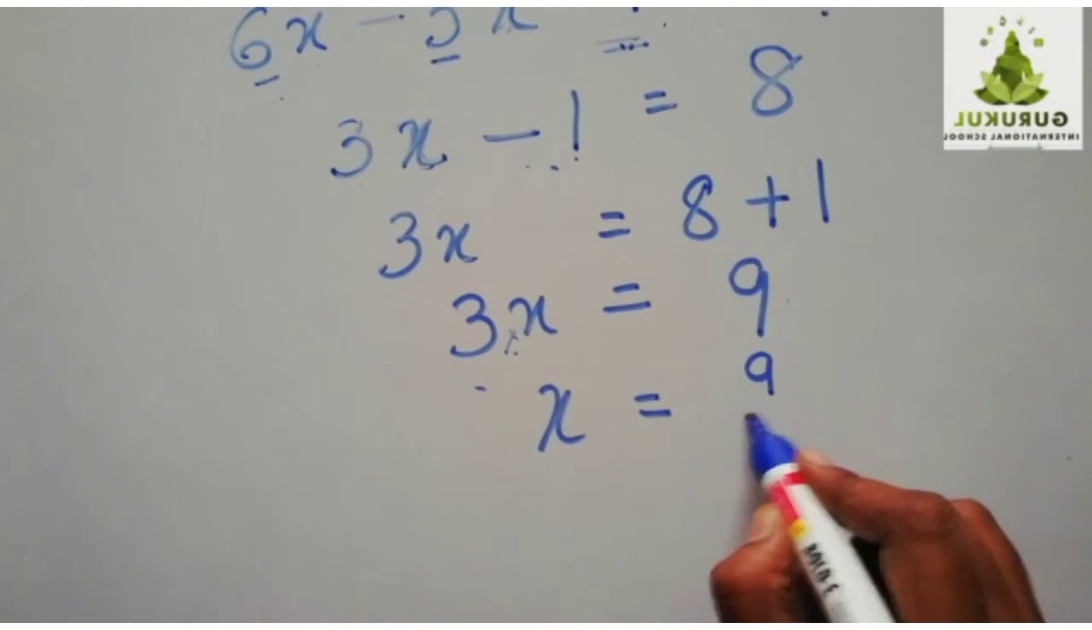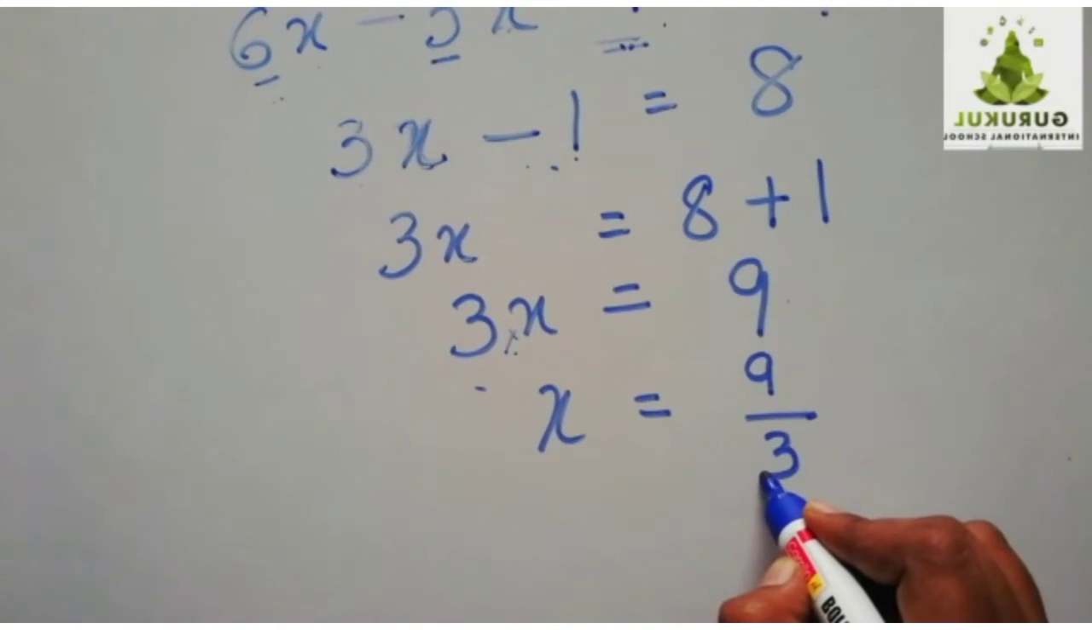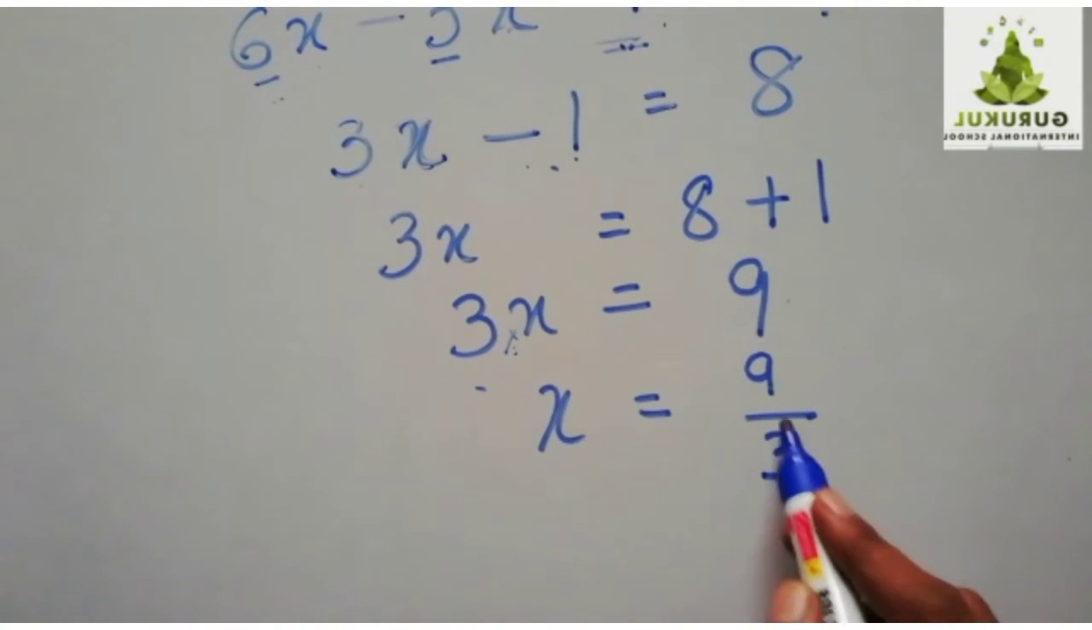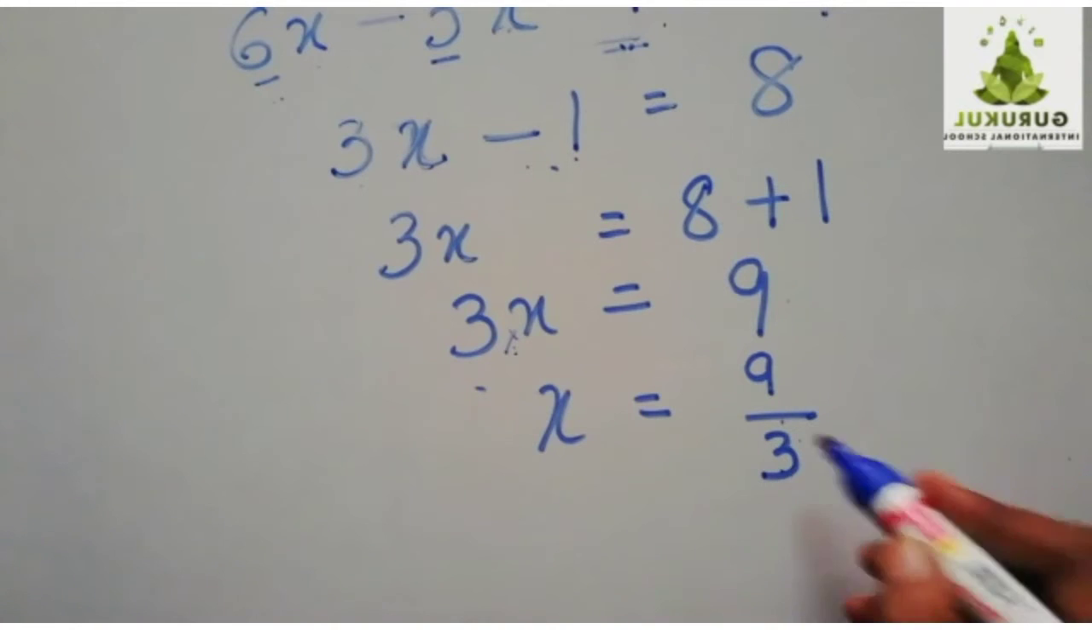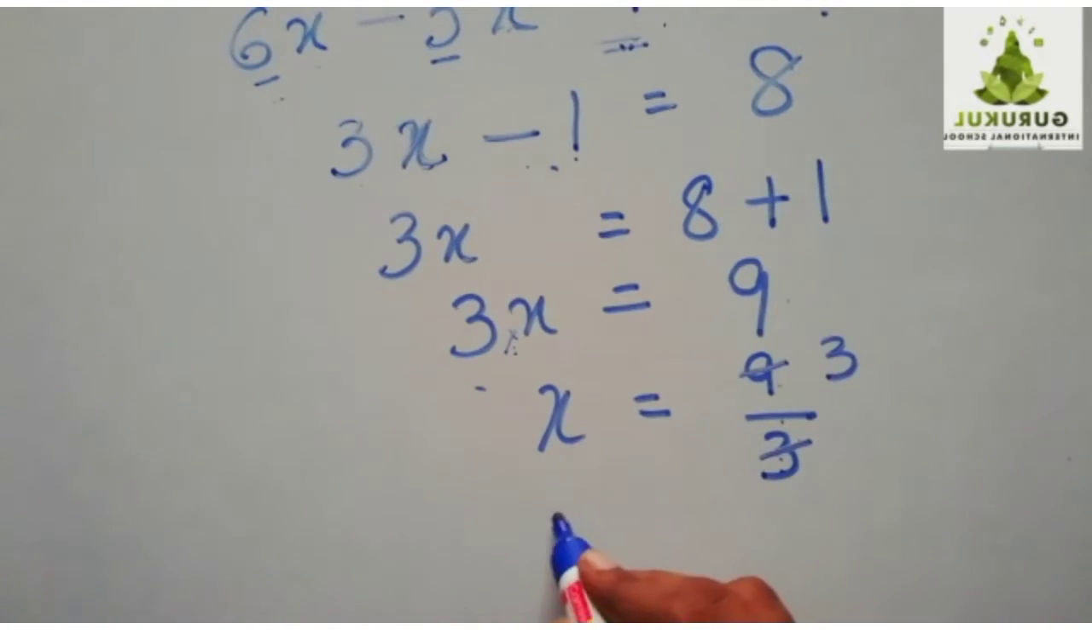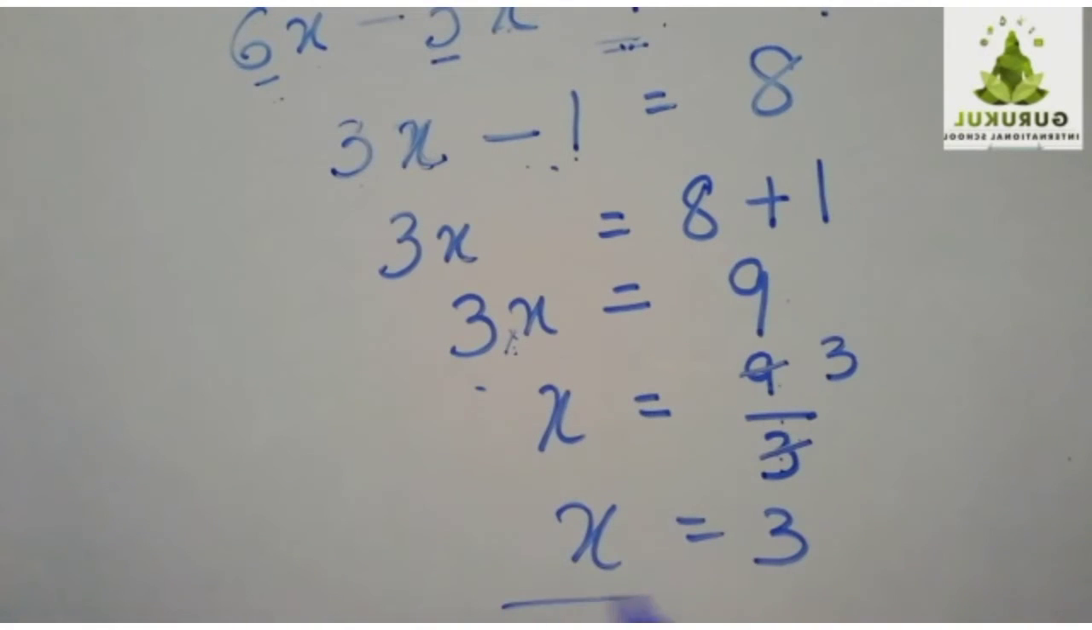So 9 upon 3. Is that clear? So 3 is in multiplication. Here it becomes upon 3, divided by 3. Understood? So it is divisible. So 3 times 3 is 9. So you get x equals 3. This completes answer number 4. Copy down this.